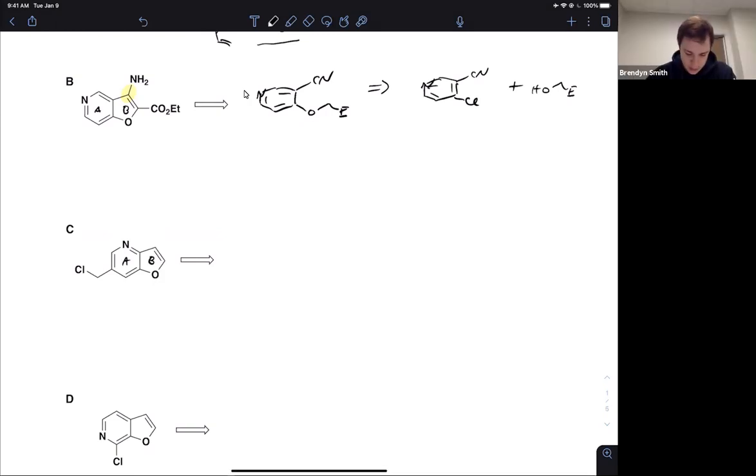I think you could probably do a similar approach to the first one, where maybe you have the benzylic alcohol protected, and then you treat that with the same sort of Sonogashira starting material with just TMS acetylene.